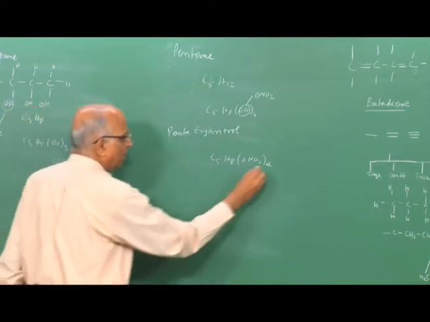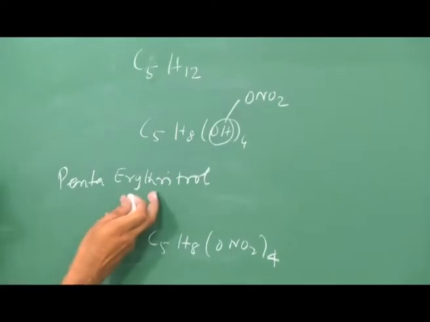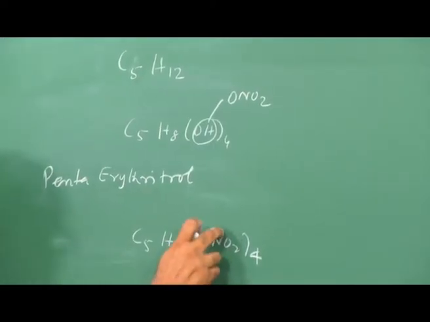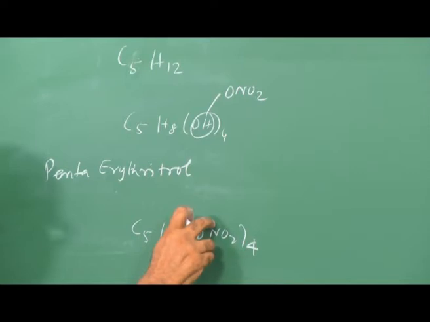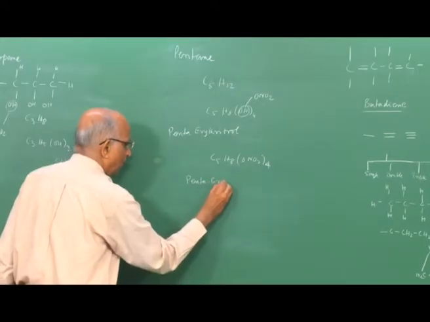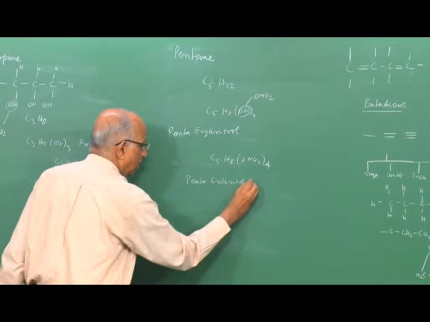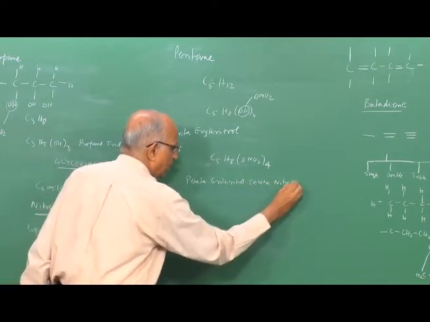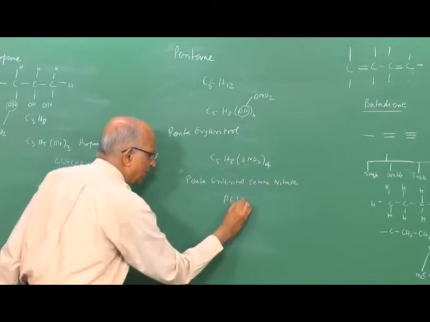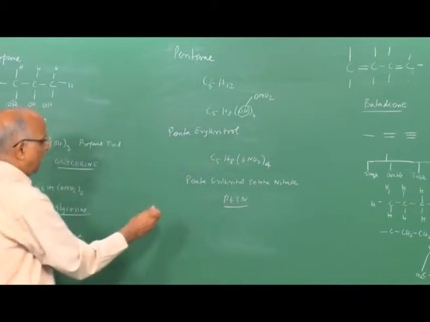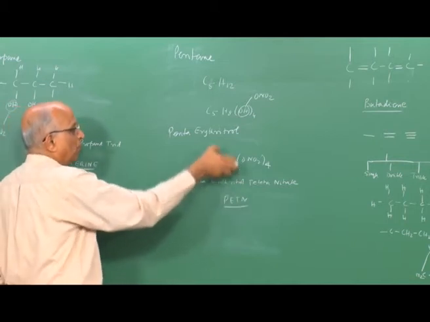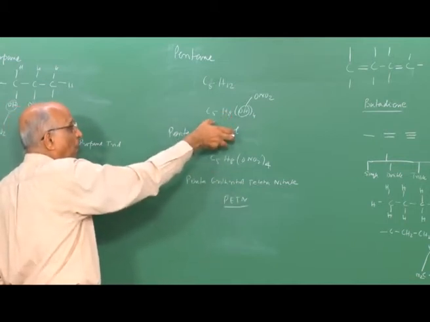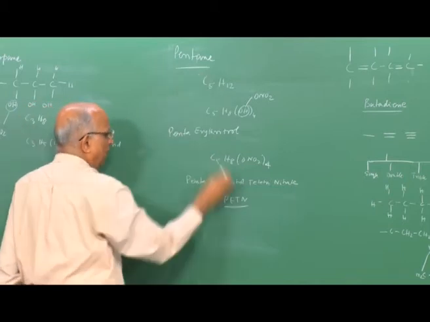We are having pentaerythritol, in which I have nitrate over here, that is tetranitrate. Therefore, I have pentaerythritol, tetra, 4 of nitrate, which we call PETN. And this PETN has been used extensively for blasting, maybe in the wars, and this is something derived from pentane.